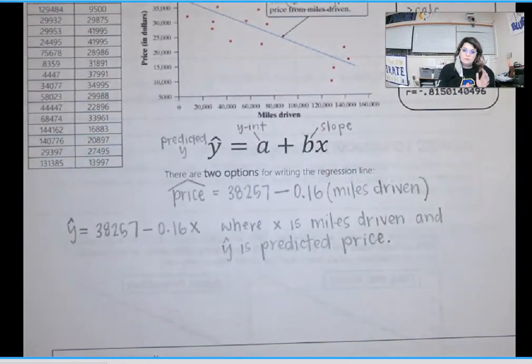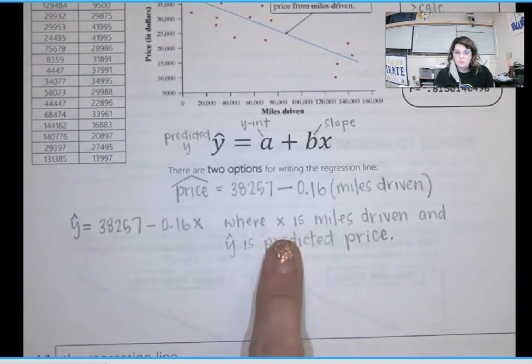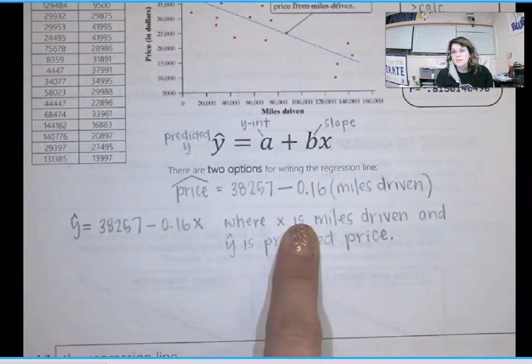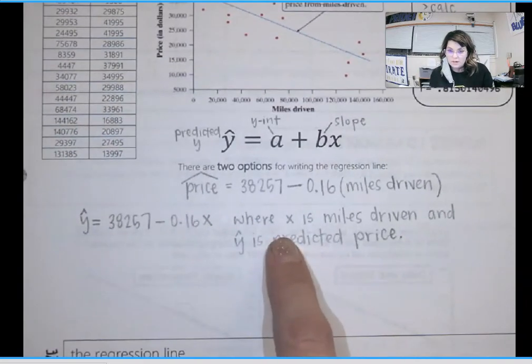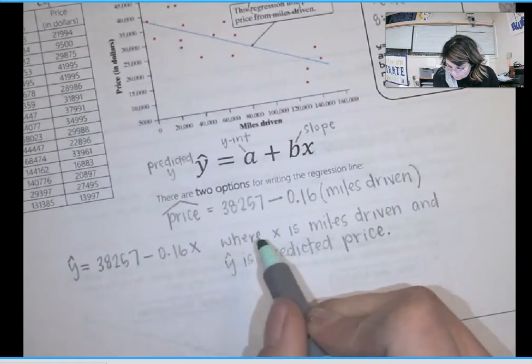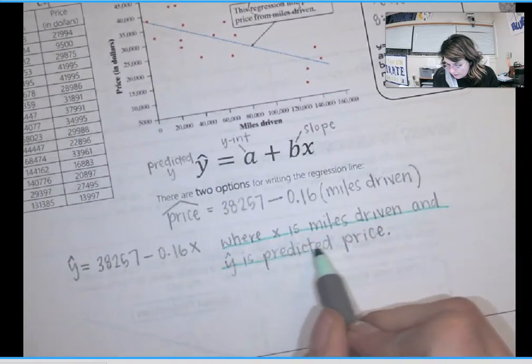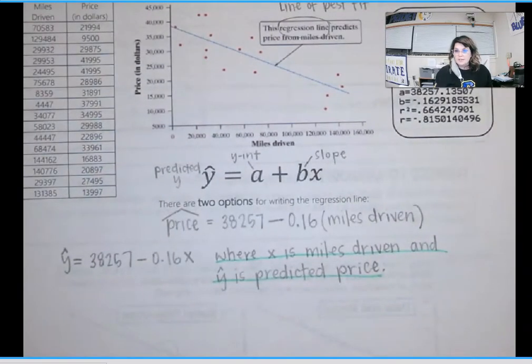So option 1 is using words. Option 2 is using mathematical symbols, but then clearly defining your variables. The preferred way of writing it is the bottom one. You'll see both because both are acceptable, but I would get really comfortable with writing it this bottom way and knowing that this part here where you explicitly define the variables is very important. Okay, so that is part one.